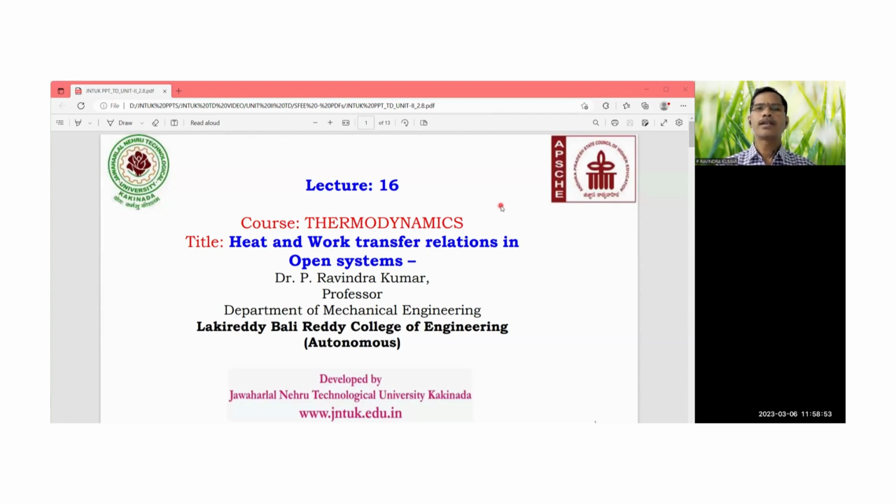This is lecture 16 in thermodynamics. So far, I have covered the work. That work can be classified as non-flow work and flow work. What is meant by non-flow work? Non-flow work you can also call piston displacement, whereas flow work is applied to the open system. Non-flow work is applied to the closed system.